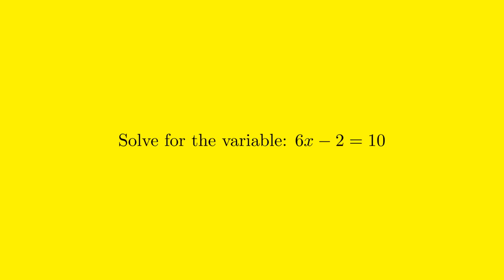Welcome to our instructional video on solving for the variable in an algebraic equation. In this video, we will be focusing on solving the equation 6 times x minus 2 equals 10. By following a few simple steps, you will be able to find the value of the variable x that satisfies this equation. So grab a pencil and paper and let's get started.